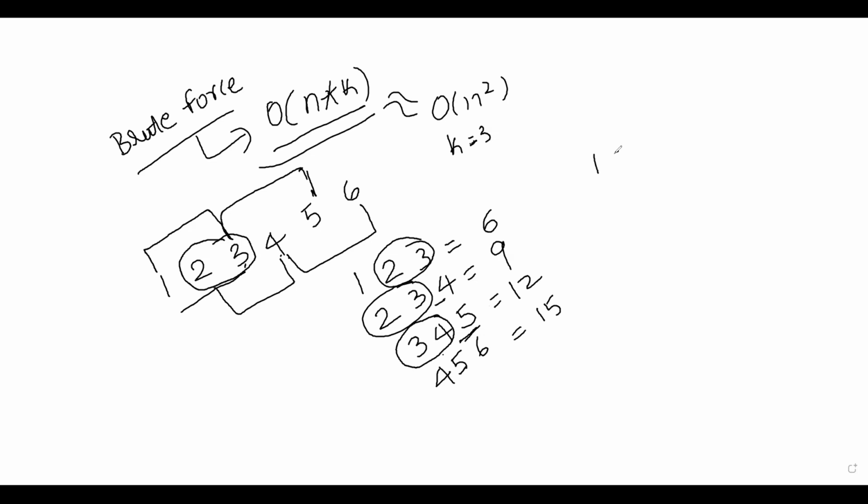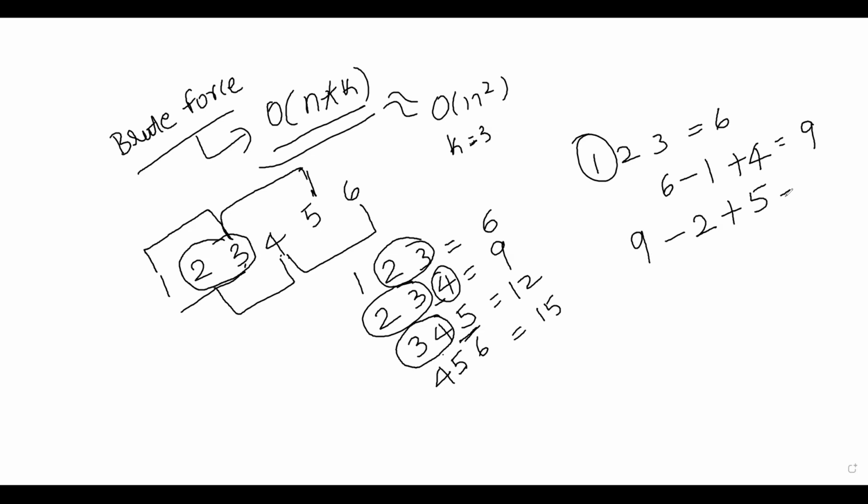So once you have calculated the sum of 1, 2, 3, you got the sum 6. For the second time, what you can do is take out the previous element and add the next element. So what is the sum of this? 10 minus 1, 9. For the next element, what can you do? You can take out the previous element and add the next element. What will you get? 12.